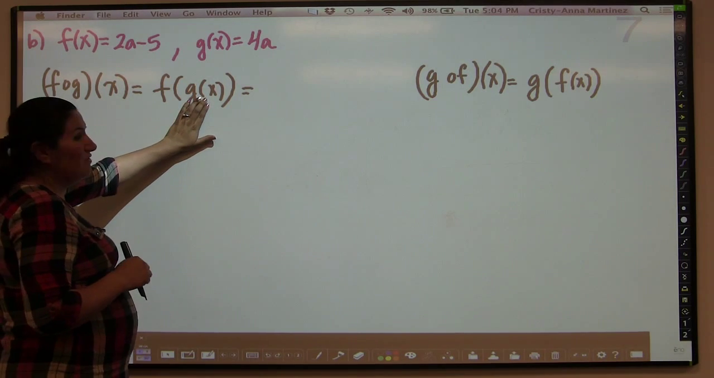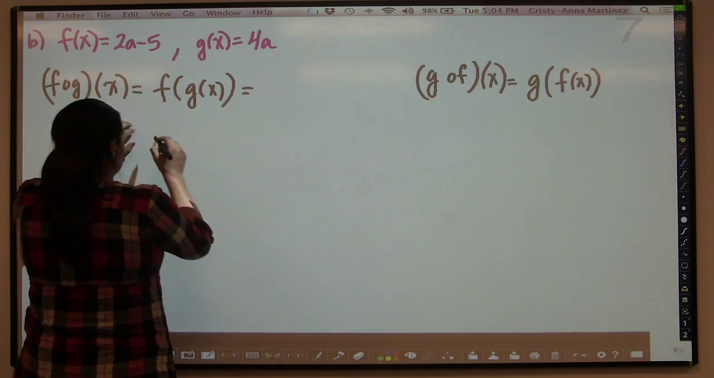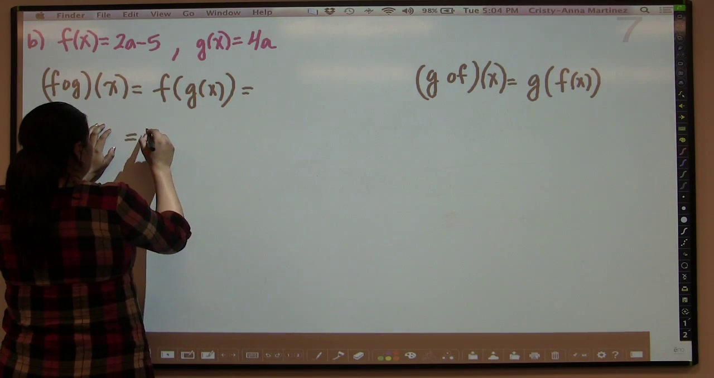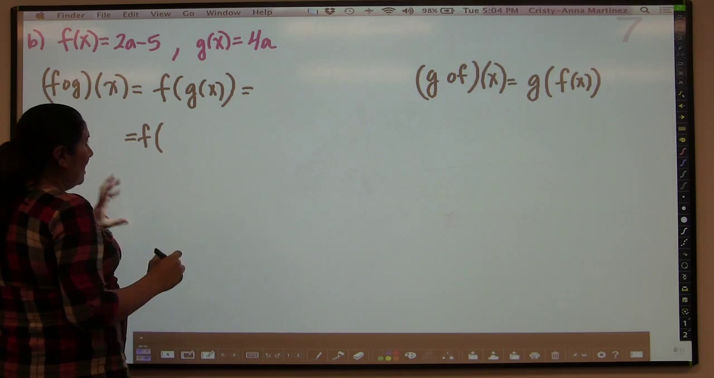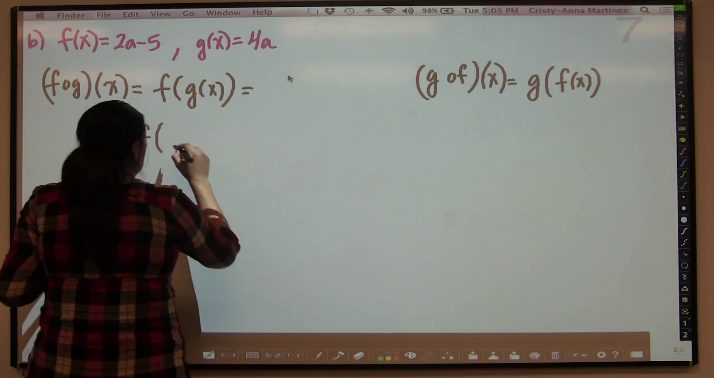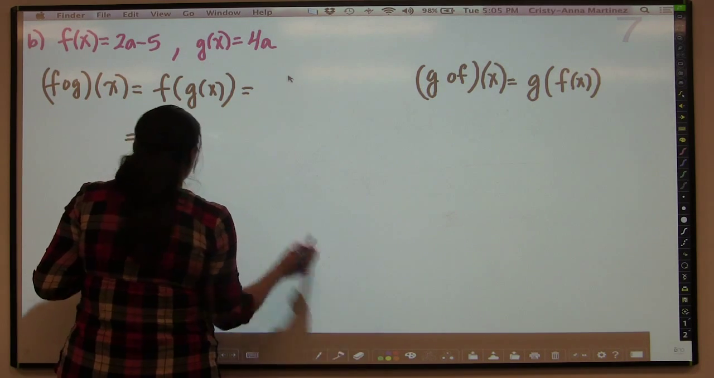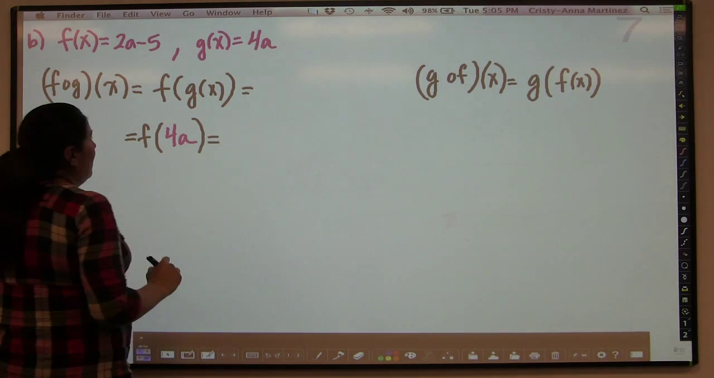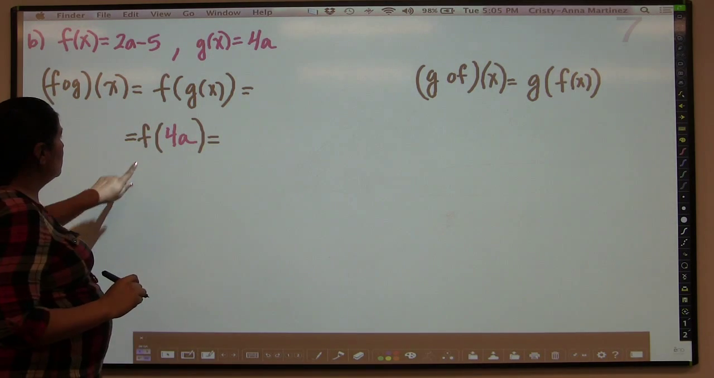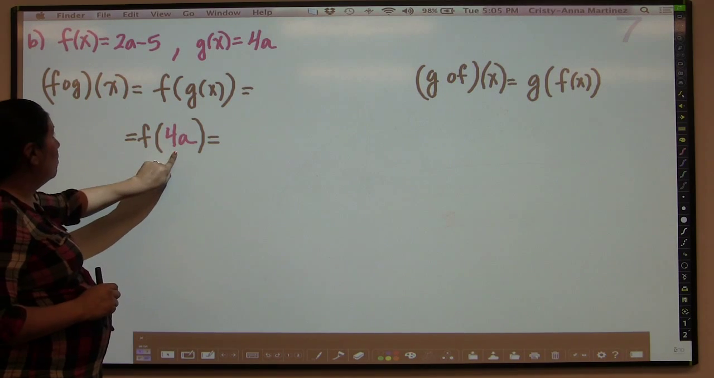Well, we know what the g of x function is. G of x equals 4a. So what we could do is, instead of writing f of g of x, we could write f of, and replace the g of x with what it equals, which is 4a. All right, and then we want to know what is the value of the f function when the x is 4a.